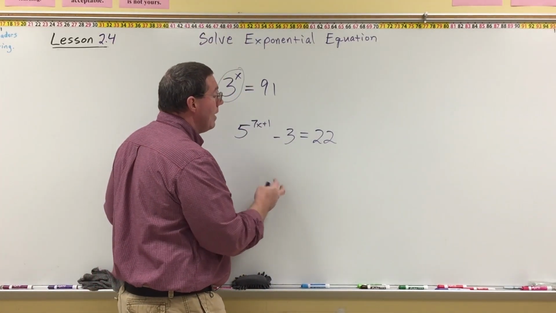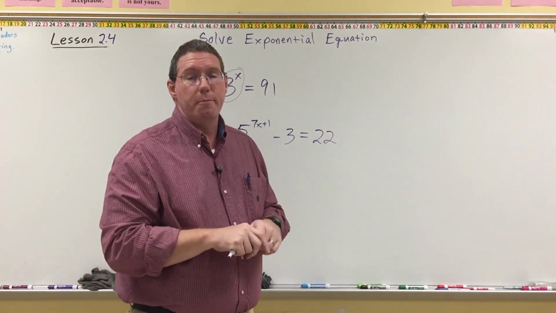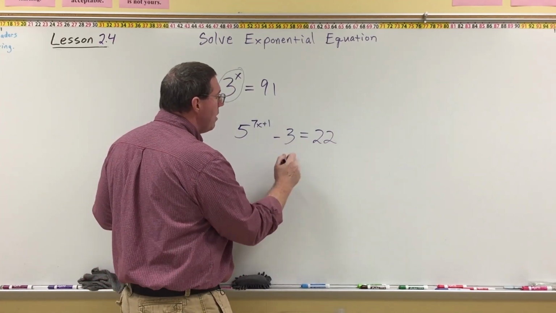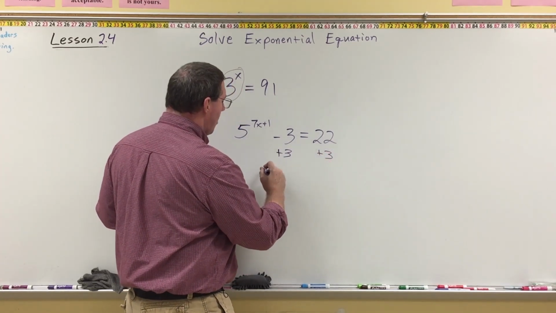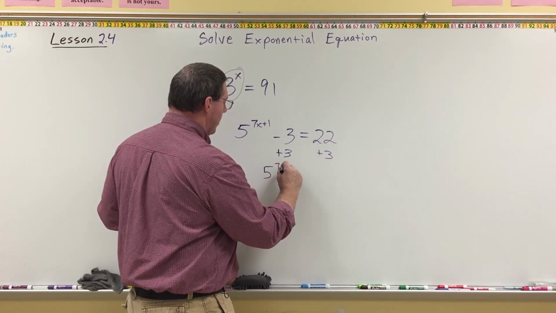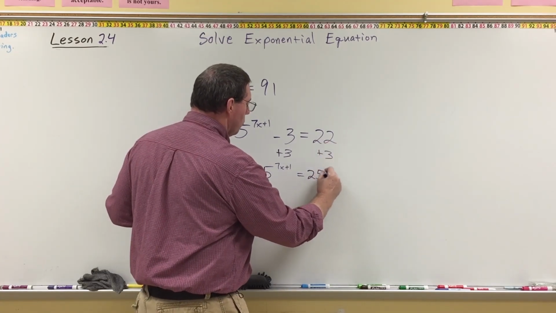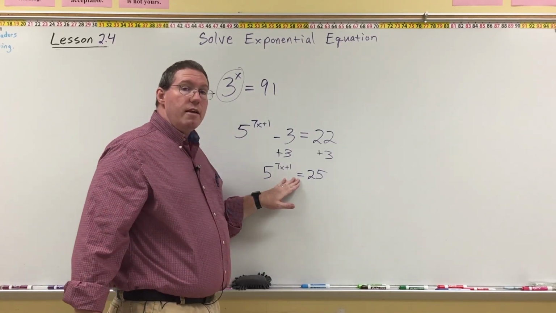Now, you can have it there. It's just that when you have it there, it's going to make the solution extremely difficult, and it's so easy to get rid of it. All we have to do is add 3 here and add 3 here. And now we have 5 to the power of 7x plus 1 is equal to 22 plus 3, which is 25. Okay? Now, this is actually even easier to solve.